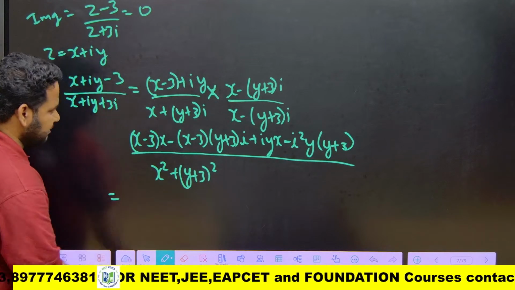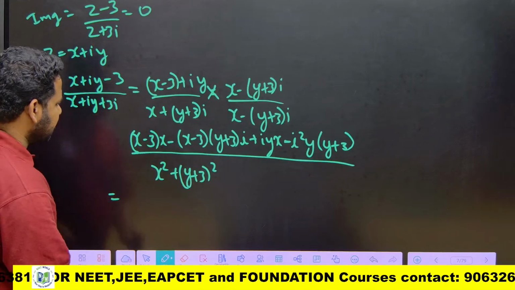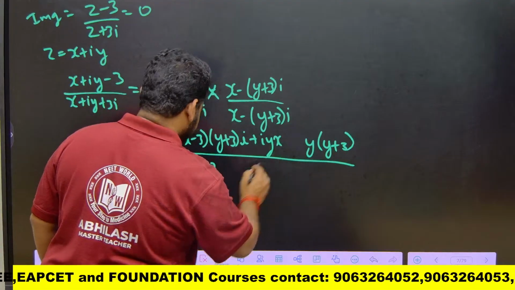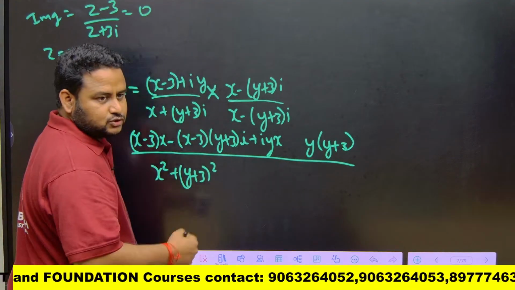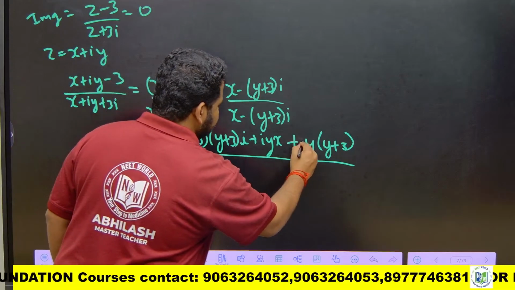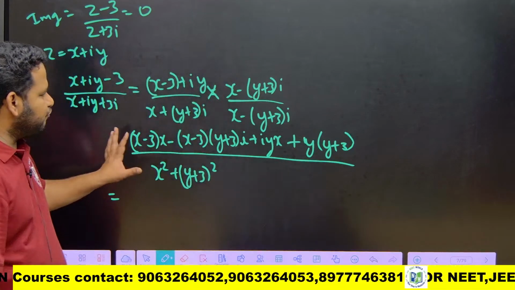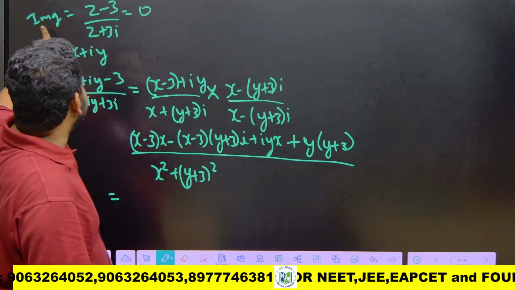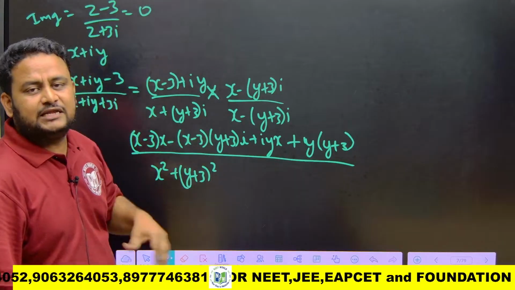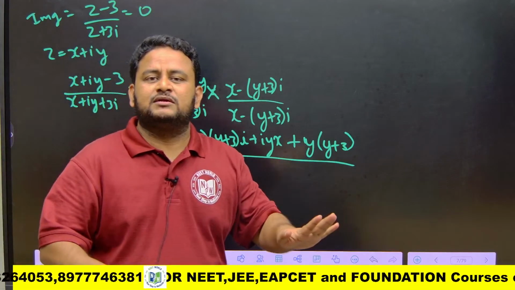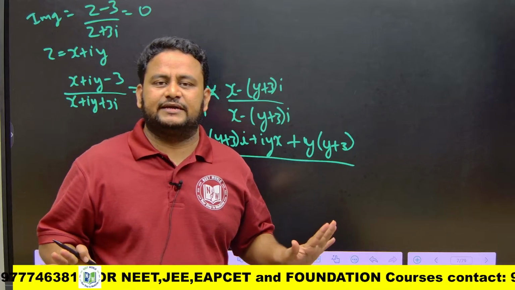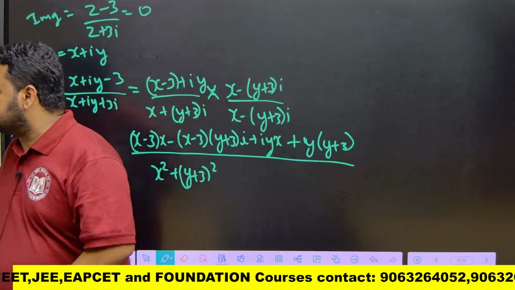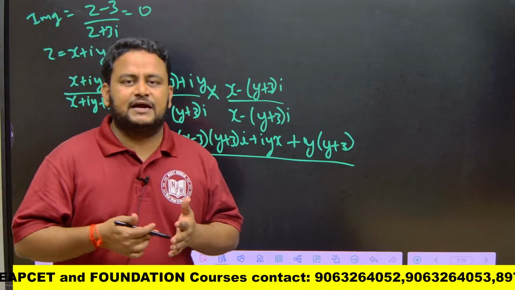Now if I further simplify this, instead of writing i square, I can write directly that i square is equal to minus 1. So minus into minus will become plus. Now I have to focus only on the imaginary part, because they are telling the imaginary part is equal to 0. I will use that condition. So I am not bothered about the real part, I am least bothered about the real part. I have to focus only on the imaginary part, because they have given the condition that in this complex number the imaginary part is equal to 0.